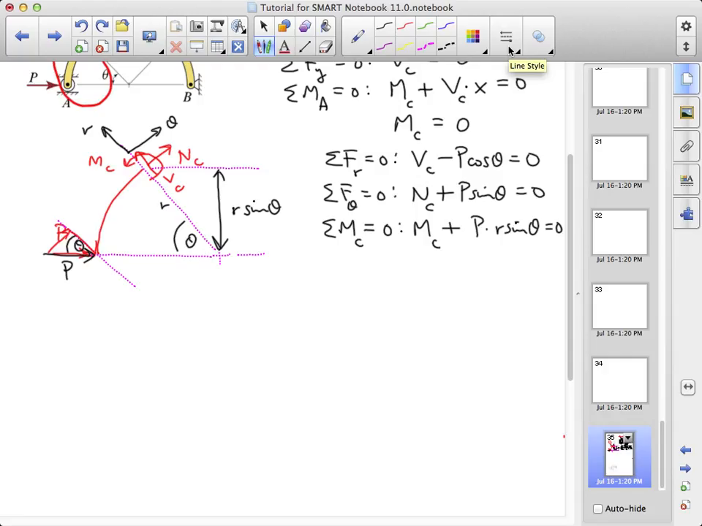So our result is Vc is P cosine theta, Nc is minus P sine theta, and Mc is minus P r sine theta.